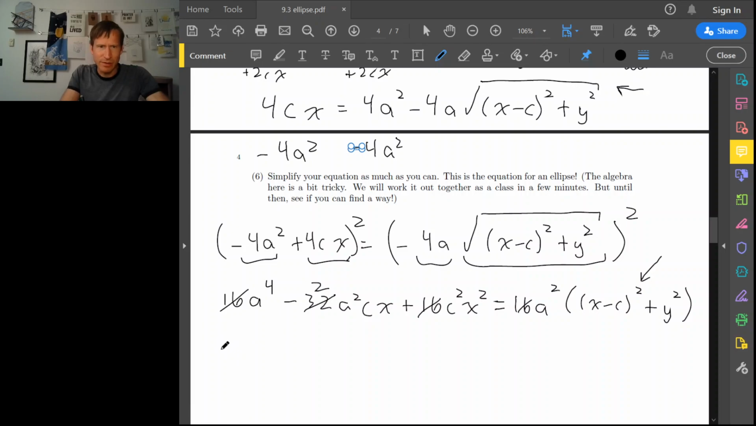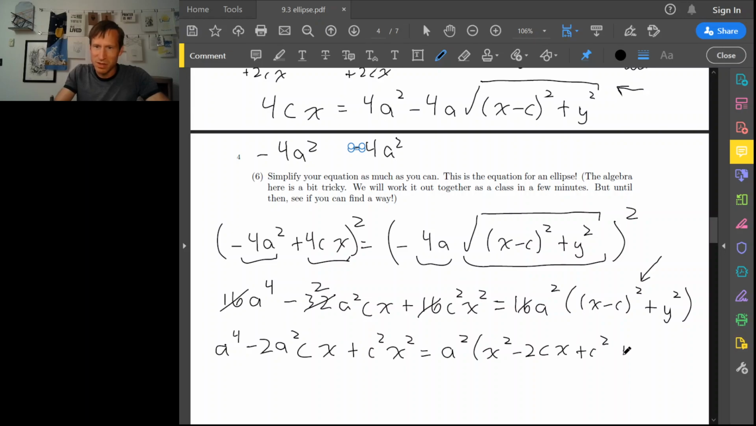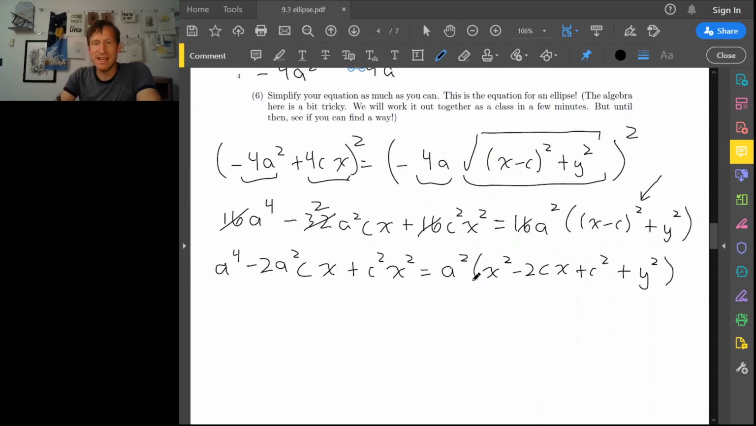So we get on the left-hand side a to the fourth minus 2a squared cx plus c squared x squared equals a squared times, so we have x squared minus 2cx plus c squared plus y squared. Now I see that if we distribute the a squared, we're going to get some similar terms here that might simplify. So we're going to have to distribute this a squared.